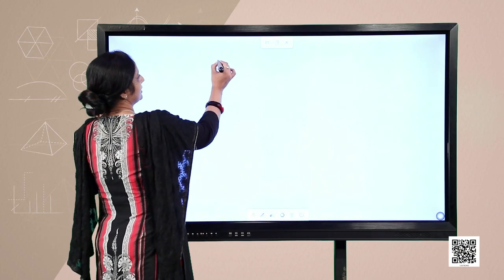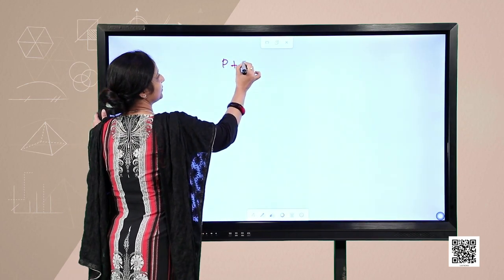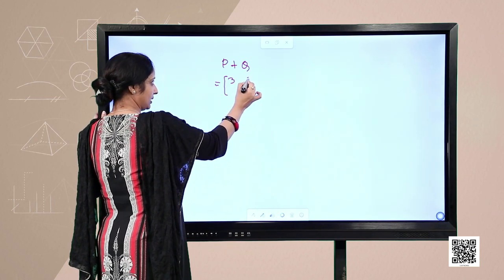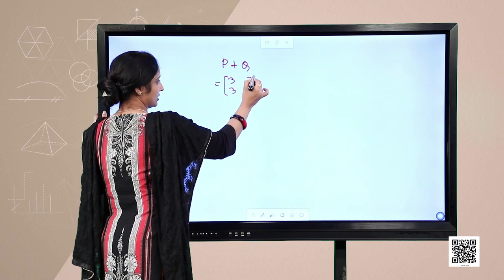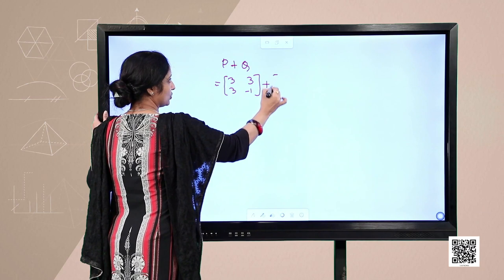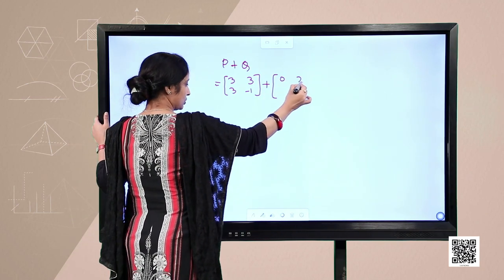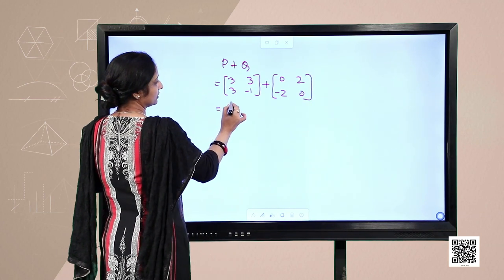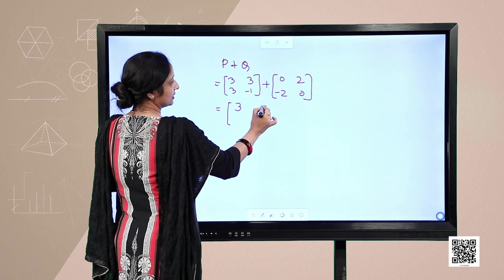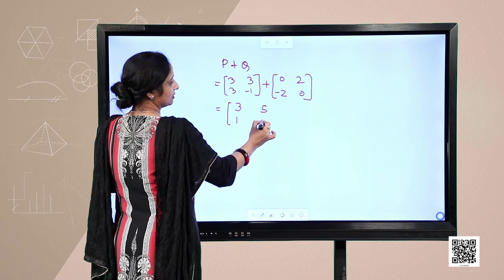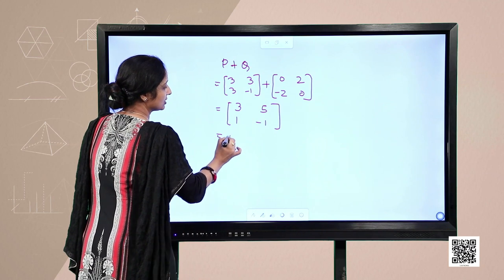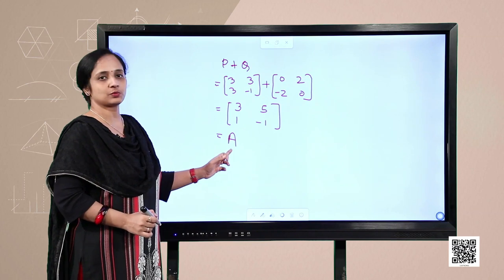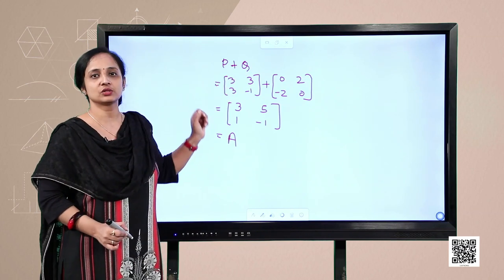So now let's add these two matrices P and Q. You can recall that matrix P is 3, 3, 3 minus 1, and matrix Q is 0, 2, minus 2, 0. Add them together, this is 3, this is 5, this is 1, this is minus 1, which is our original matrix A. So you can conclude that A can be expressed as the sum of a symmetric and a skew symmetric matrix.